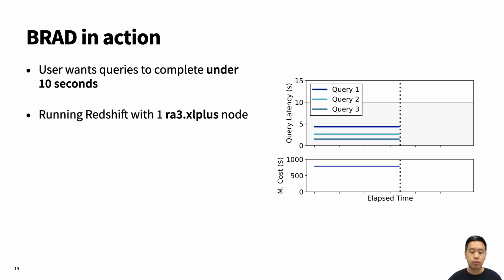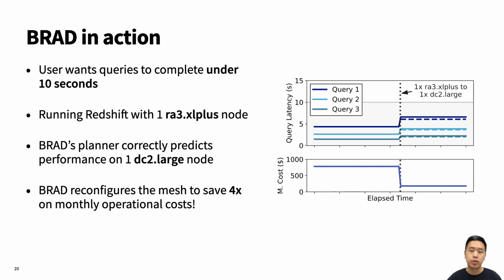But when Brad's optimizer runs, which is the dotted line here, Brad correctly predicts that you can run the same queries on a DC2 large instance and still remain under this 10-second budget. The dashed lines here are Brad's predicted runtimes, and the solid line is the actual runtime. So Brad makes this change to the data mesh and helps the user save 4 times on operational costs.